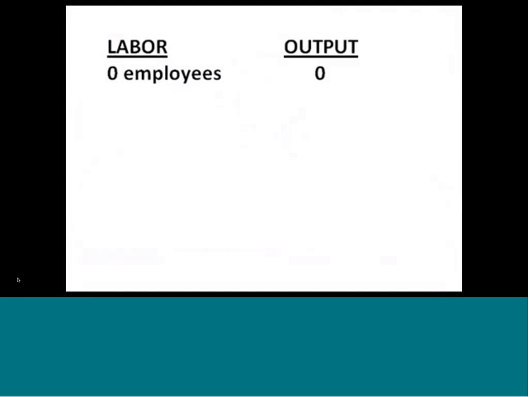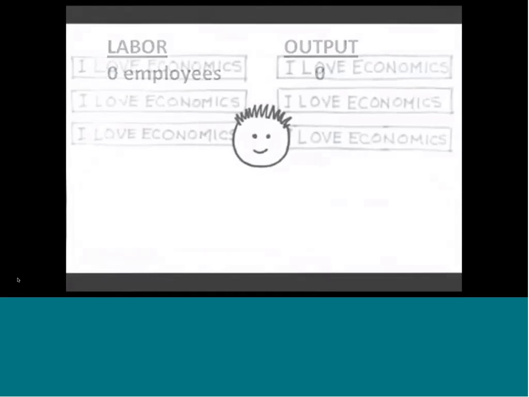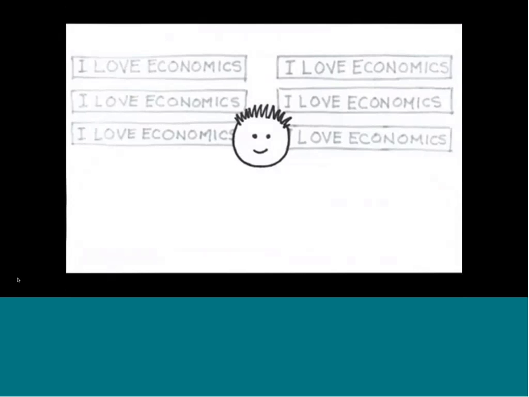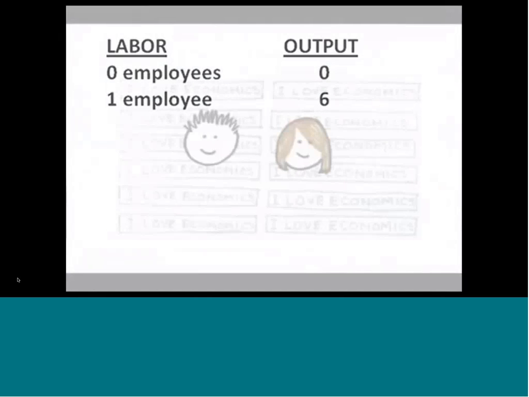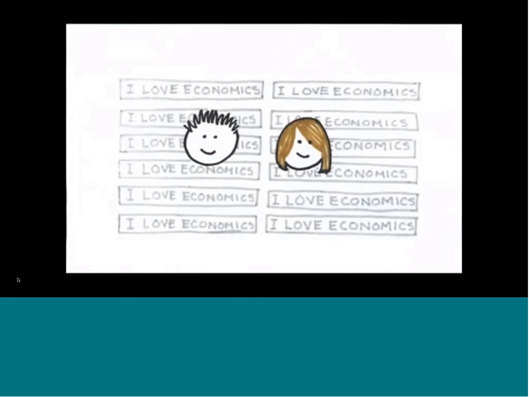To get some production, I'll need to hire some workers. This is Lee, my first employee. He can produce 6 banners in a given time period. Lee is good, giving me 6 units, but how can I get more output? I'll need to hire a second employee. This is Angelina, my second worker. When Lee and Angelina work together as a team, 14 banners are produced.